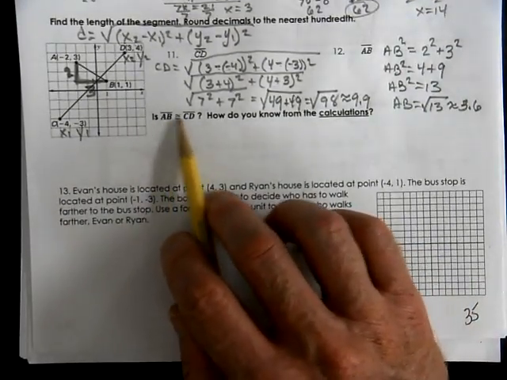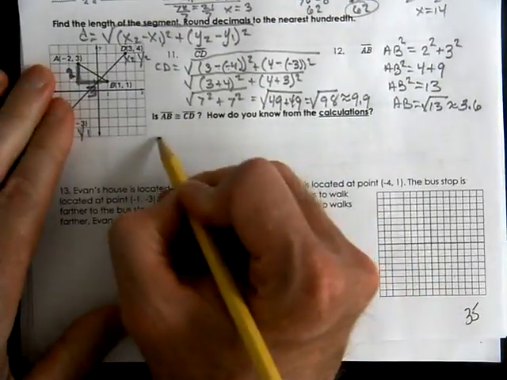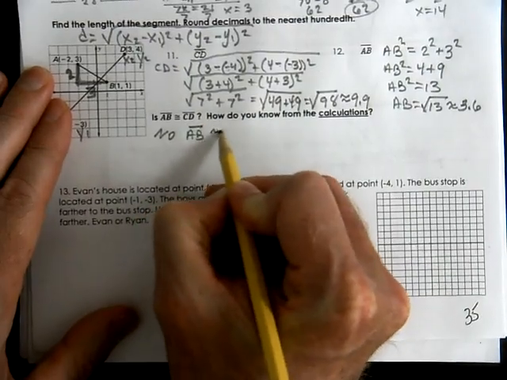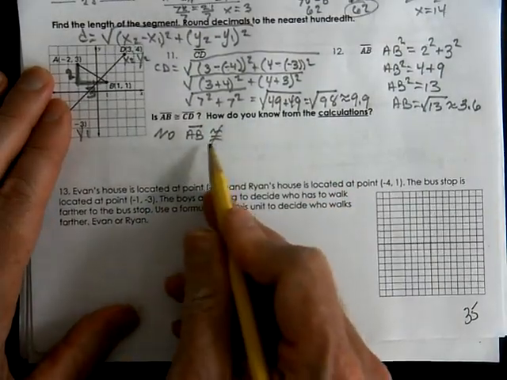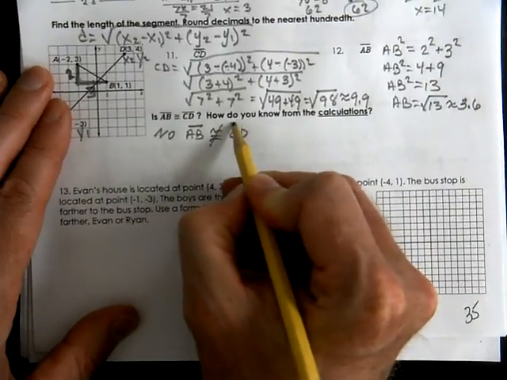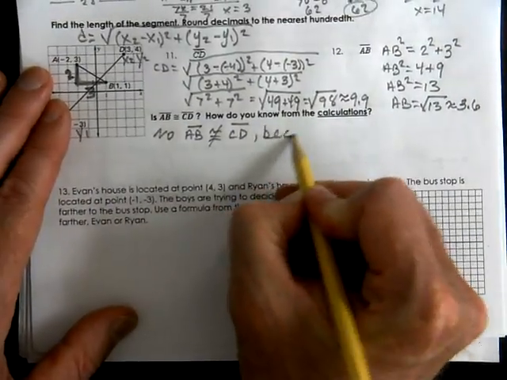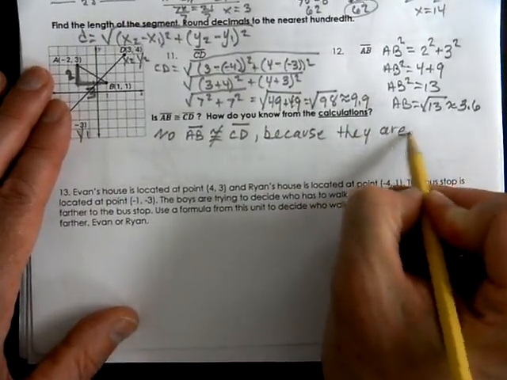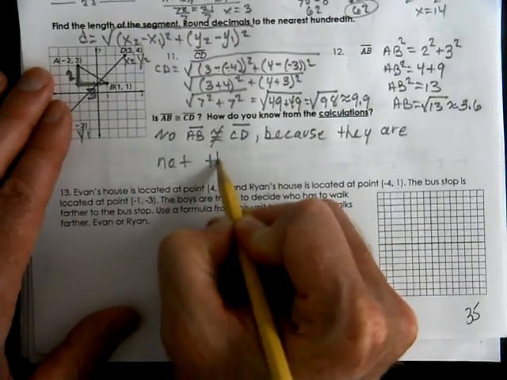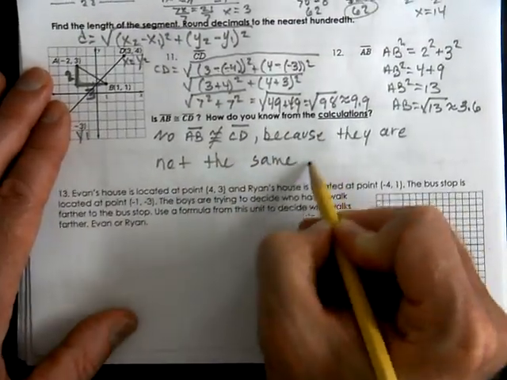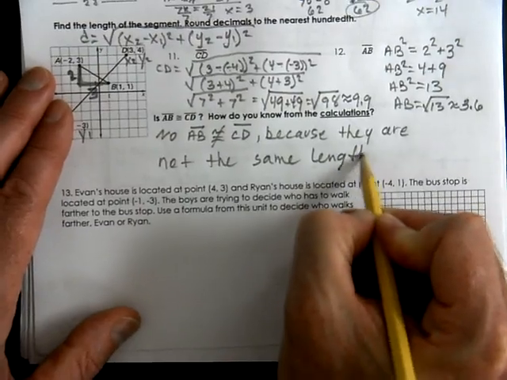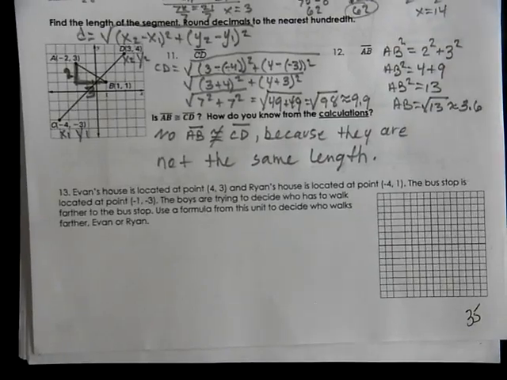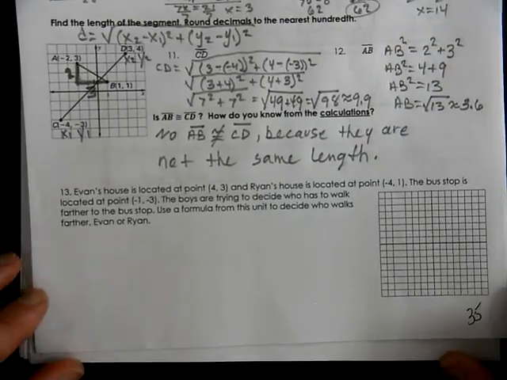And the question is, are they congruent to each other? And we can say no, AB is not congruent to CD, because they are not the same length. To be the same size and shape, you have to be the same length. So if you're not the same length, you're not going to be the same size and shape.